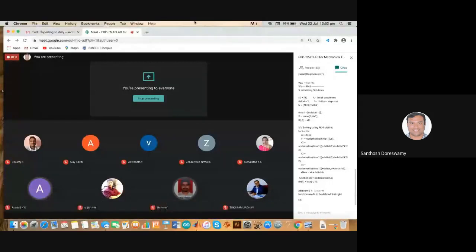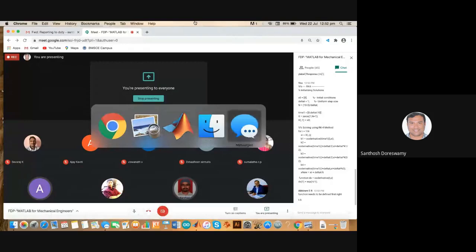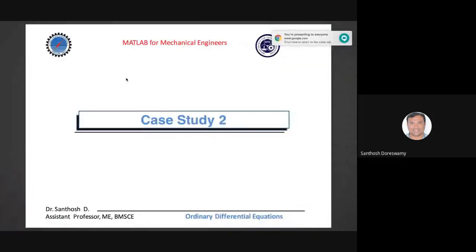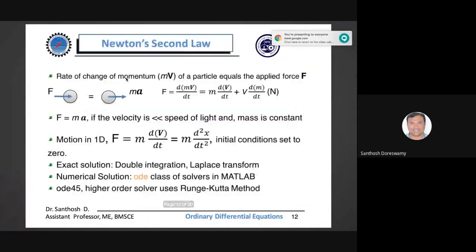So let me move on to the next class of problems, case study 2. Case study 2 deals with a second order differential equation. We have the popular Newton's second law, where the change of momentum of a particle in time is equal to the applied force. That is the statement that Newton's law gives you.